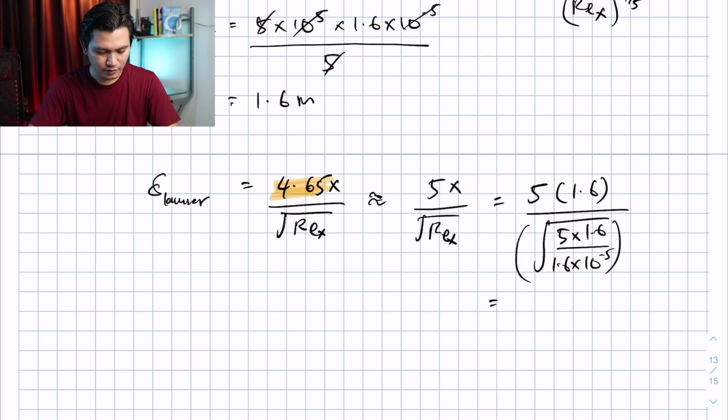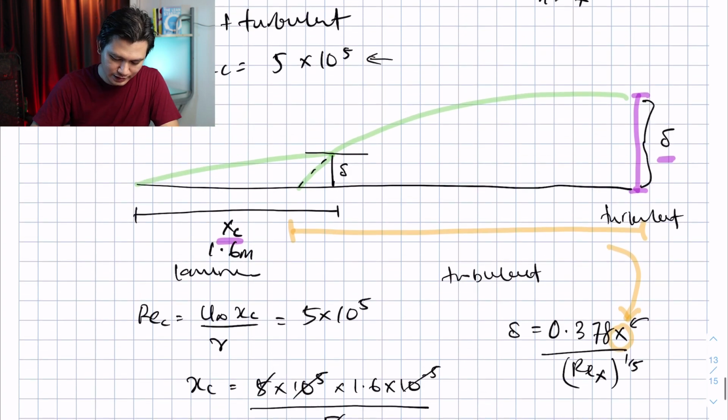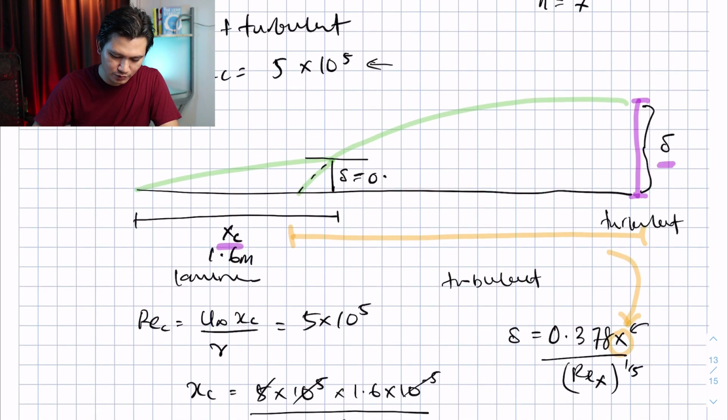Let's find it. So this is 5 times 1.6 divided by 1.6 times 10 to the power of minus 5, square root of 5 times 1.6 divided by everything. And you will end up with del equal to 0.0113 meter. Remember, we are looking for this del instead of that del. This del is just for reference now.